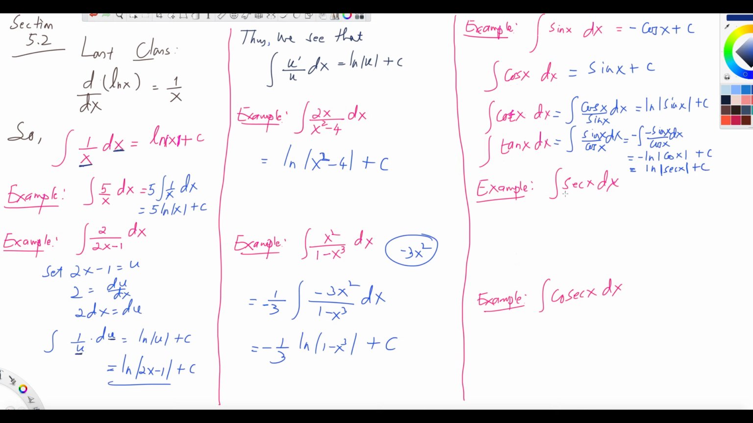Okay, now what is the integral of secant x? It is a little bit different, okay? For the integral of secant x, we don't know a function whose derivative is secant x. That's why we need to do it slightly differently. How do I do that? For secant x, I am multiplying and dividing by secant x plus tangent x. I'm multiplying and dividing by that function. Secant x plus tangent x dx.